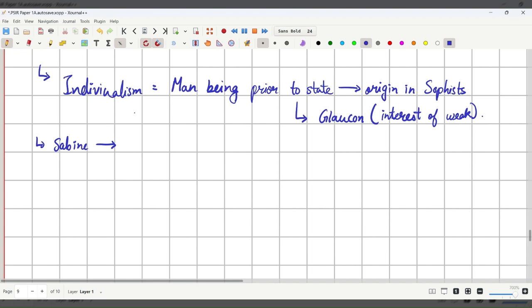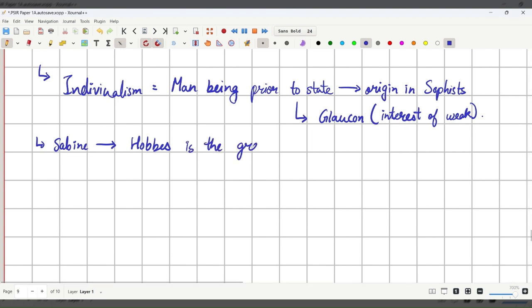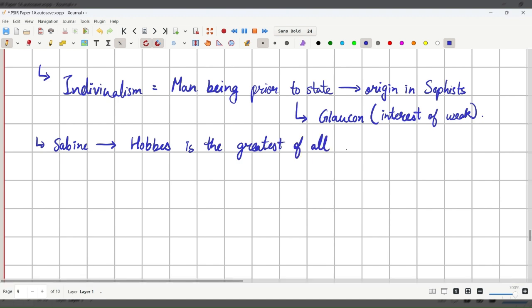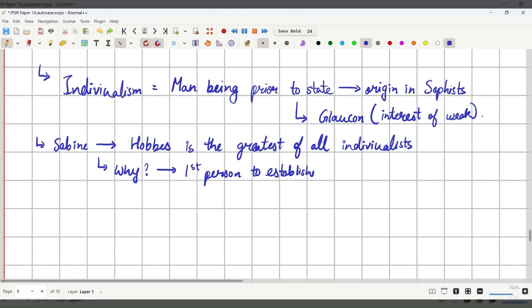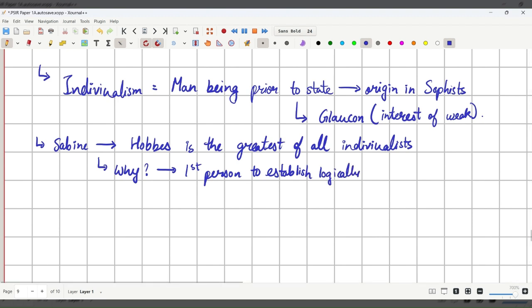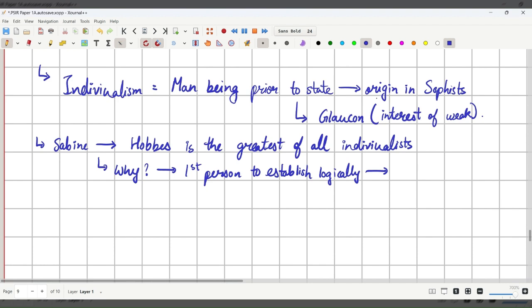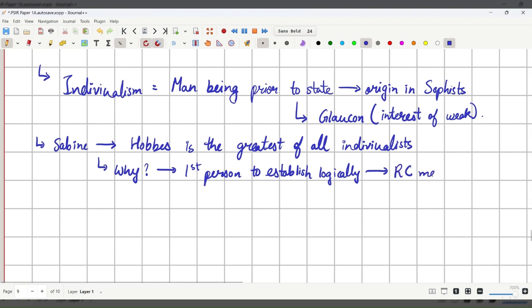So according to Sabine, Hobbes is the greatest of all individualists. Why does he say so? Because Hobbes was basically the first person to logically establish, on the basis of the RC method, why humans are individualists in nature, using a proper scientific method.